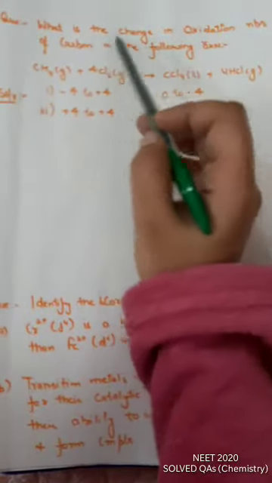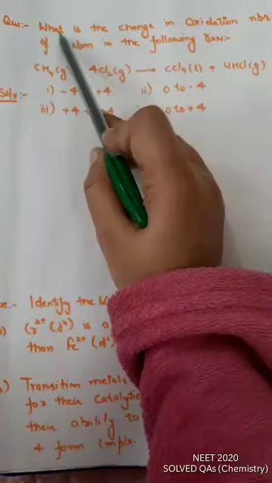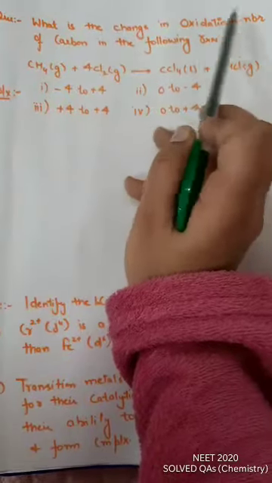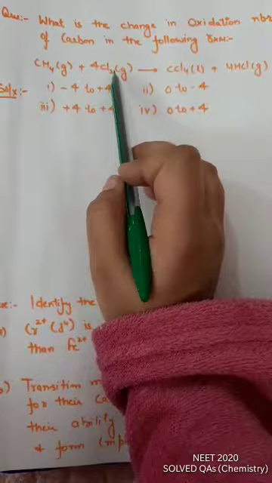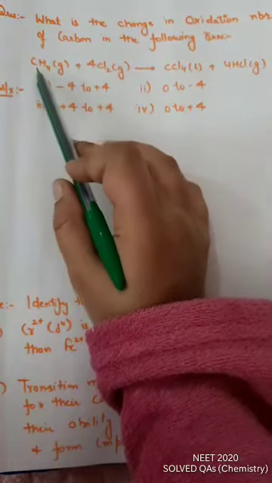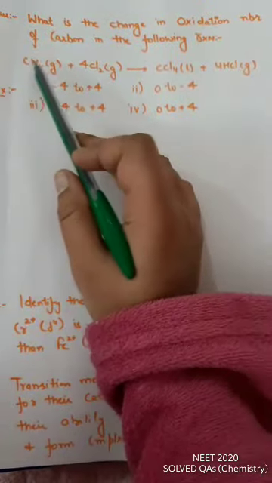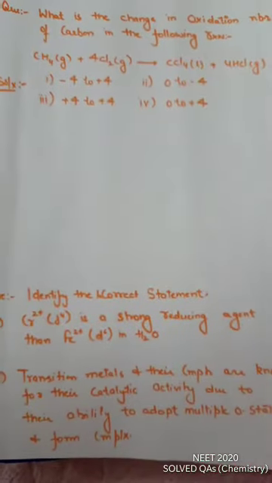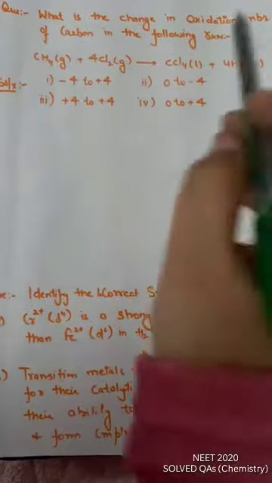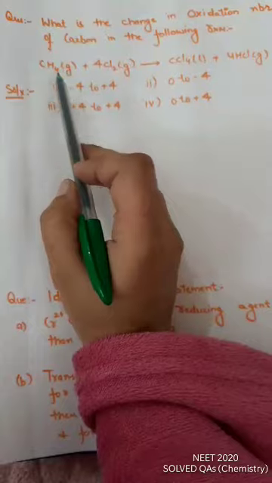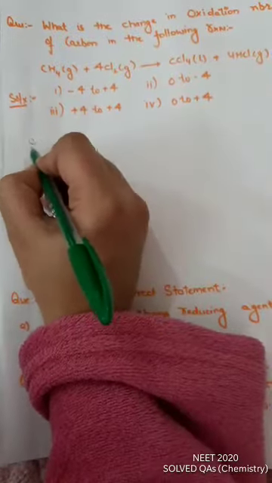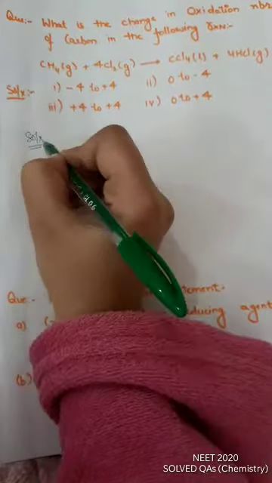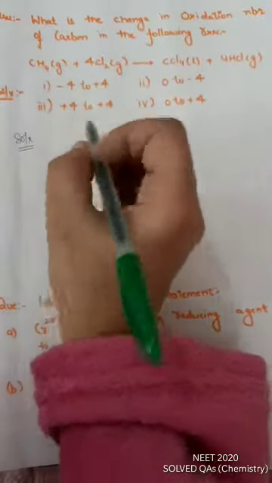In this question, the examiner has asked: what is the change in oxidation number of carbon in the following reaction? In this given reaction, what is the change in oxidation number of carbon? To solve this question, we simply have to find the oxidation number of the carbon atom. So, just find the oxidation number of the carbon atom in methane.